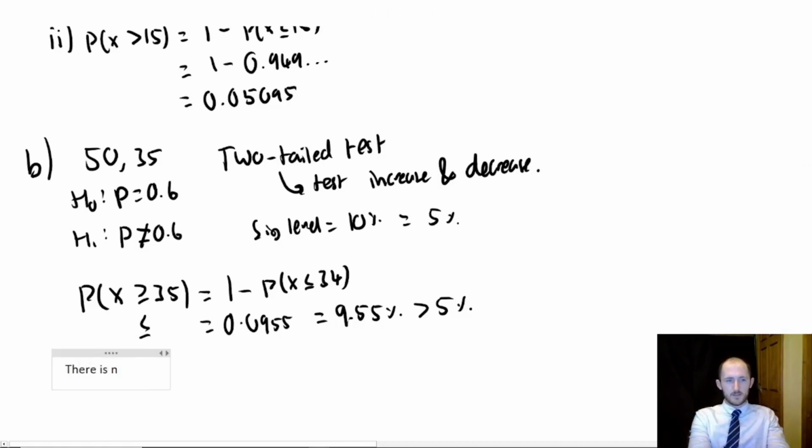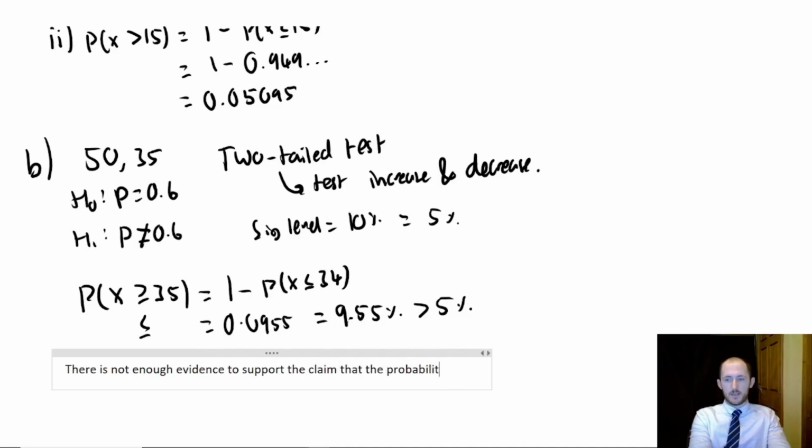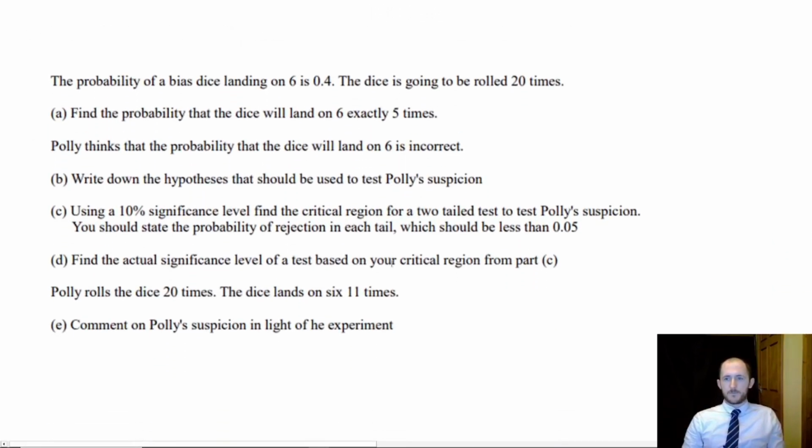There is not enough evidence to support the claim that the probability has increased or changed or decreased, has changed just in general. Okay? Perfect. Next one. We have a probability of a biased dice landing on a 6 is 0.4, and it's going to be rolled 20 times.